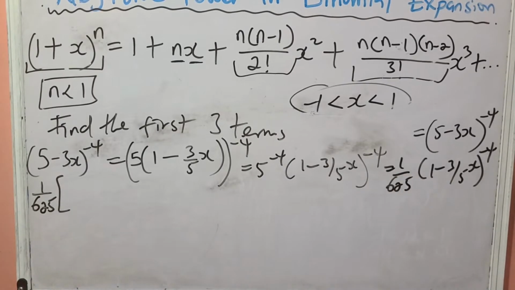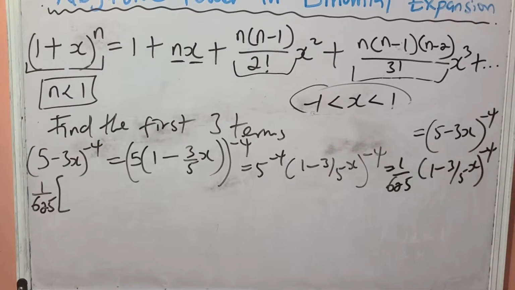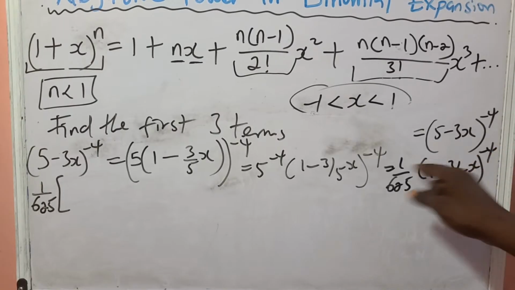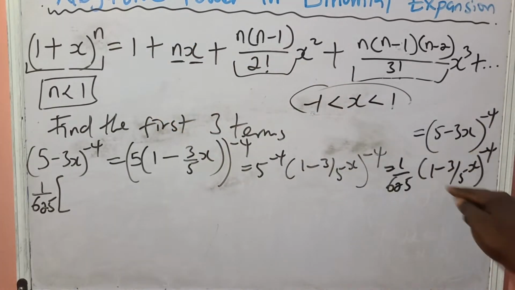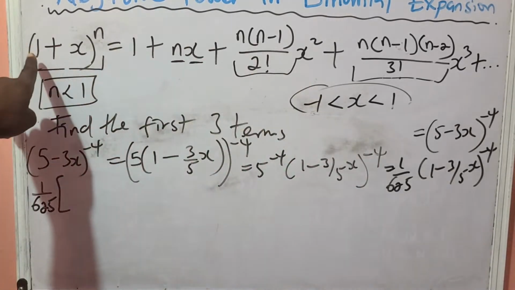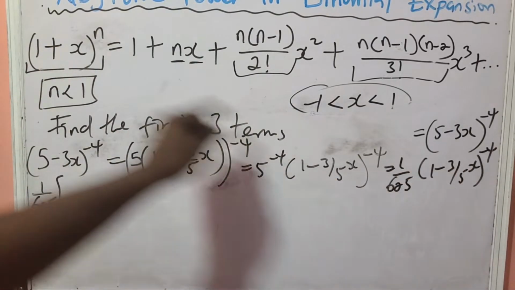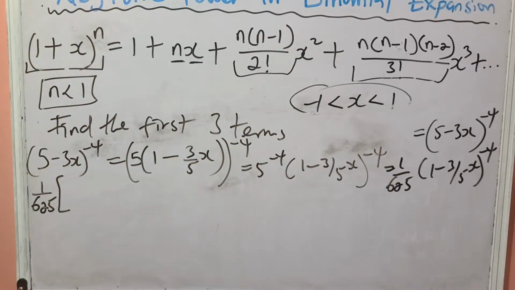In this case, you can see that your n is minus 4 and your x is minus 3/5x. So you see how you follow the same format. You don't have to do anything different. Your x now will not be x, your x is obviously minus 3/5x, and your n is minus 4. So you fix that in this format, because if you look at this format, this is 1 plus x, now minus 3/5x, and your n is minus 4. Wherever I see n now, I want to put minus 4.